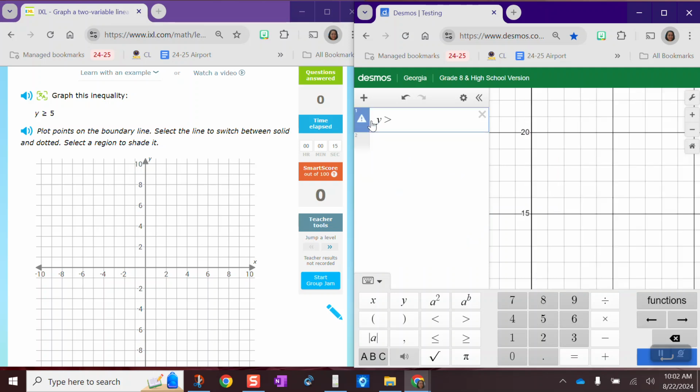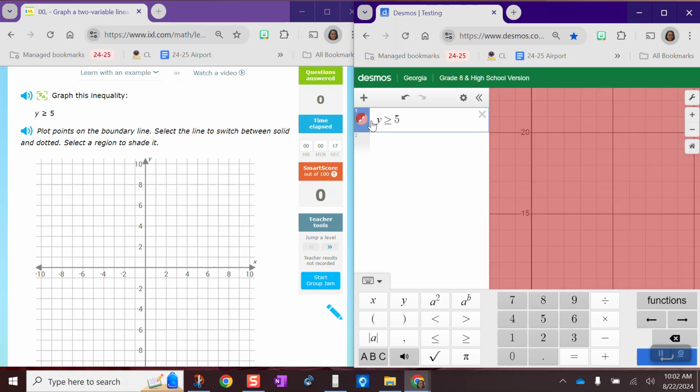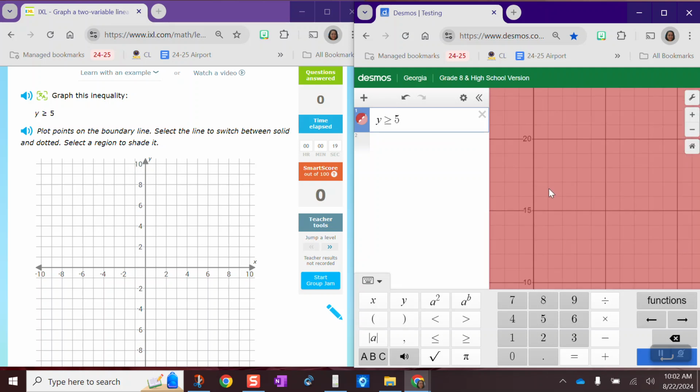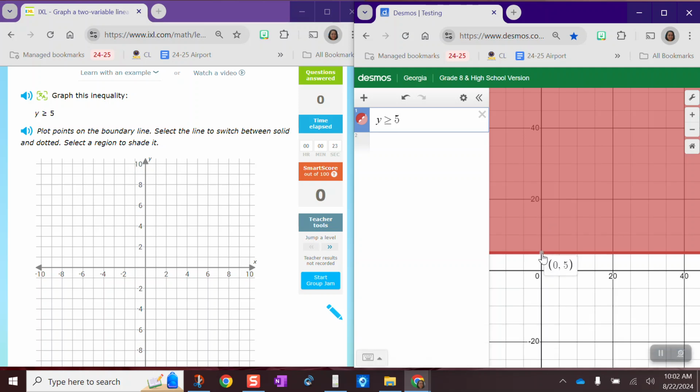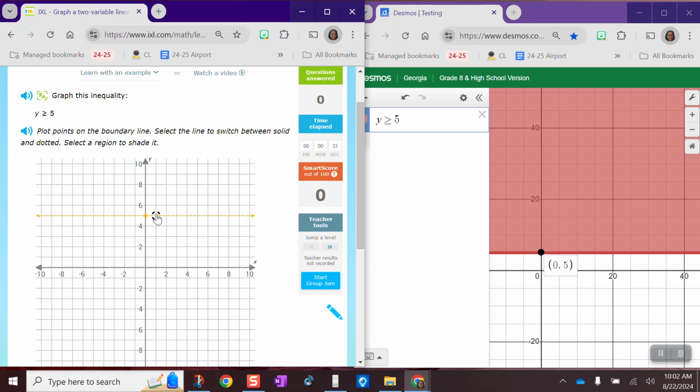Y greater than or equal to 5. It's all red. Oh, but if you zoom out, look what happens. So it's a horizontal line that goes through 5. Now, is my line solid? Yes, my line is solid. Clear? And it says select the region to shade it.